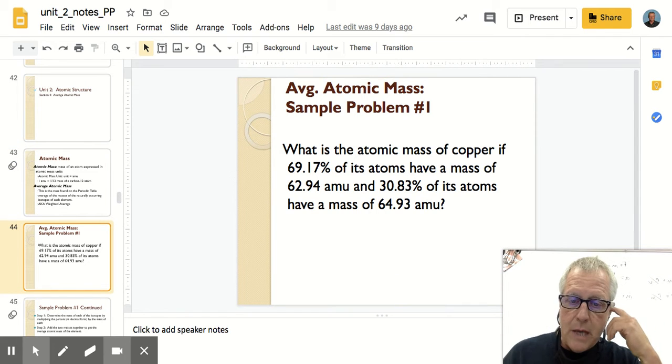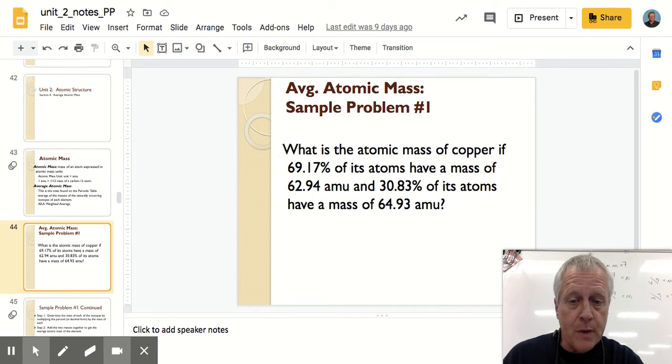Here's a sample problem, and you can see that we're talking about copper. The sample problem shows a percentage of the atoms found for copper with a certain atomic mass, and that would represent one of the isotopes of copper. Then the other percentage would be a second isotope. You can find the average of those by going through this problem solving process.